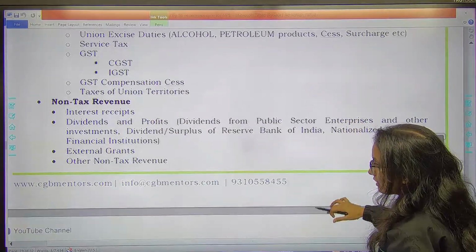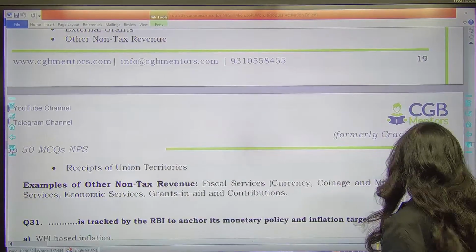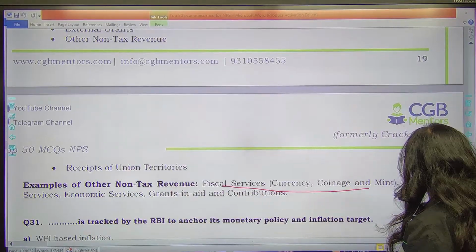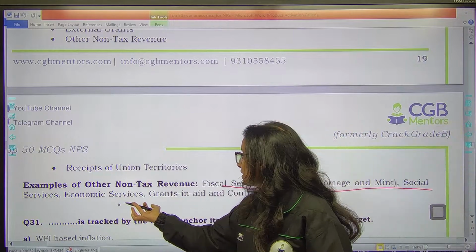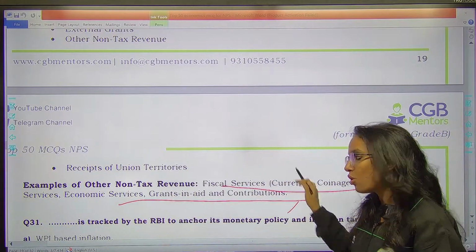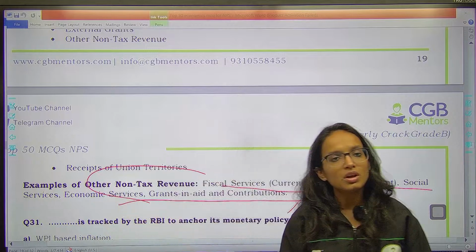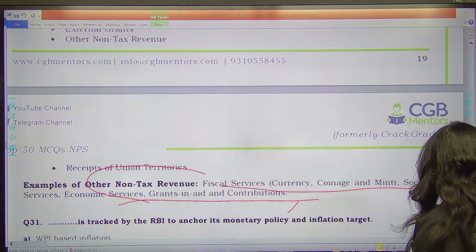If you look at the other non-tax revenue, fiscal services, coinage services, social and economic services, grants in aid, contributions, these all are part of other non-tax revenue. Remember this fact. Okay. Next question.